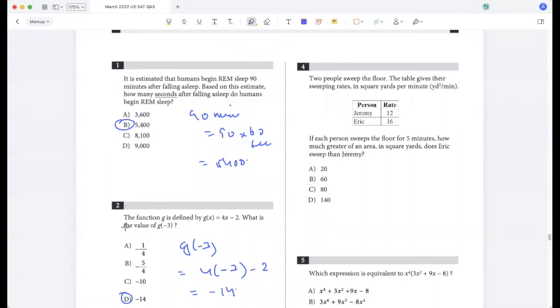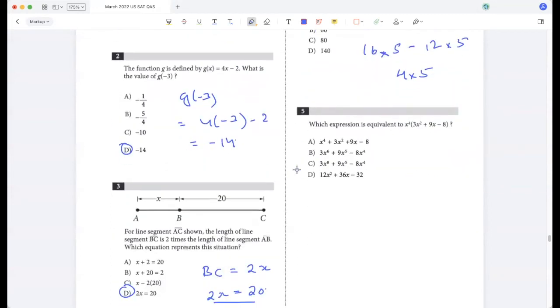Two people sweep the floor. The table gives their sweeping rates in square yards per minute. If each person sweeps the floor for 5 minutes, how much greater of an area in square yards does Eric sweep than Jeremy? Okay, so Eric minus Jeremy in 5 minutes, right? So Eric would be 16 times 5 minus Jeremy would be 12 times 5. So that's 4 times 5. So that's 20.